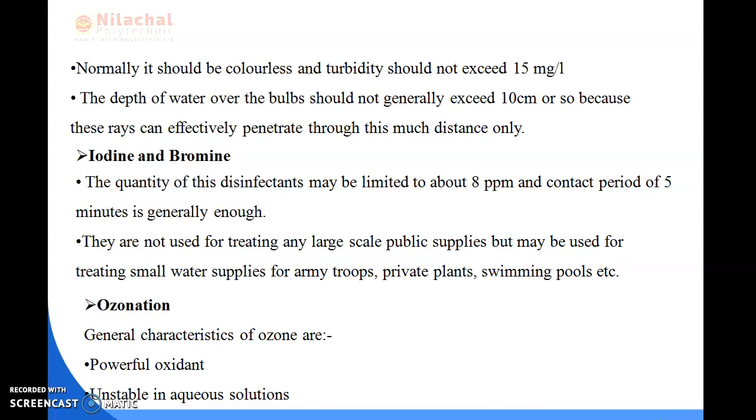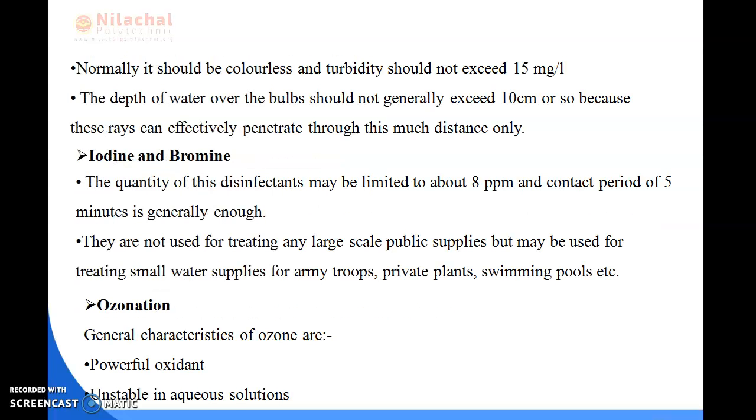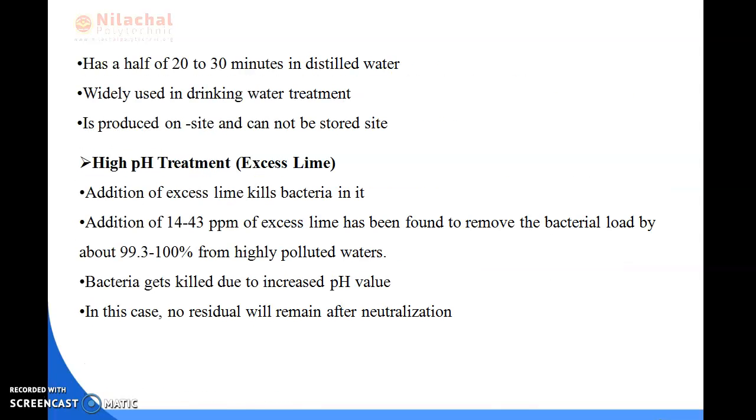Okay. Next is ozonation. So what are the characteristics of ozone? It is a powerful oxidant. It is unstable in aqueous solutions, has a half-life of 20 to 30 minutes in distilled water, and is widely used in drinking water treatment. It is produced on site and cannot be stored at the site. So the general characteristics of ozonation are: it is a powerful oxidant, unstable in aqueous solution, has a half-life of 20 to 30 minutes in distilled water, is widely used in drinking water treatment, and is produced on site and cannot be stored at the site.